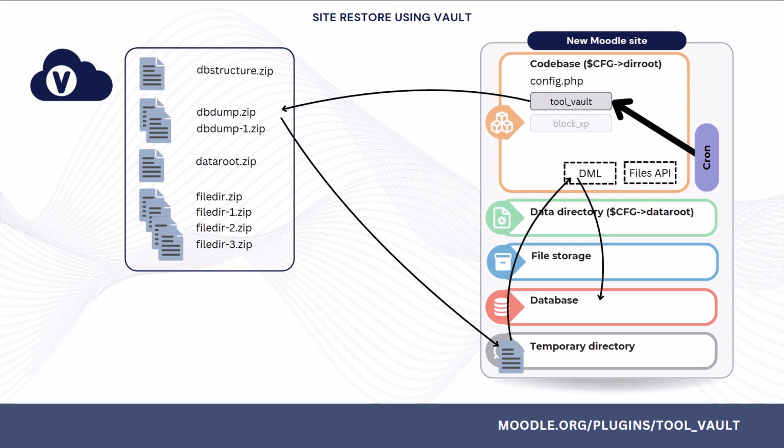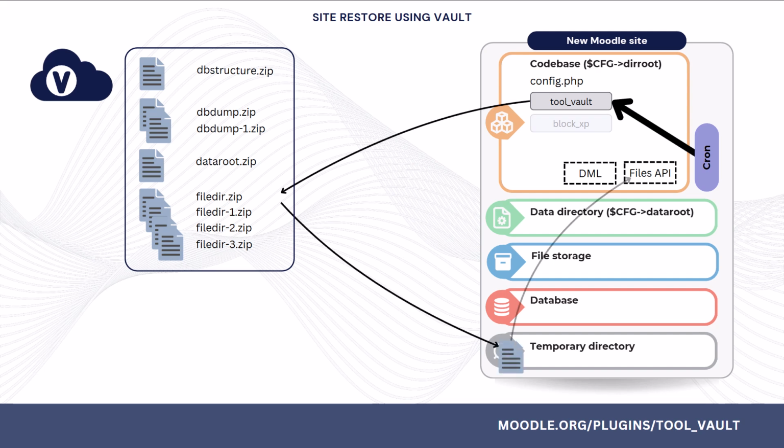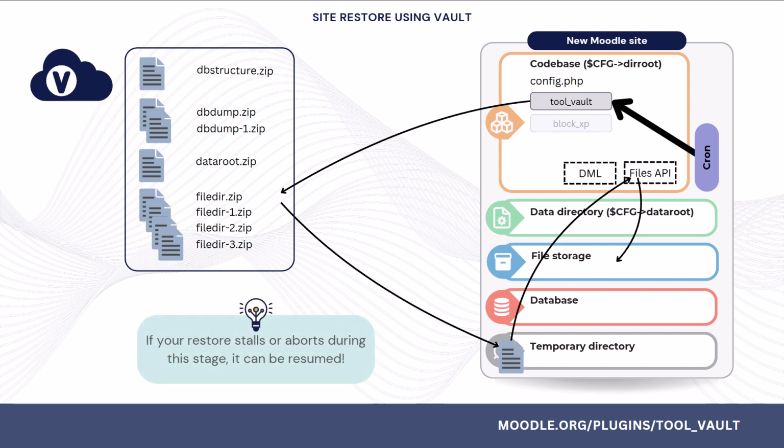Once the database restore is complete, Vault moves on to restoring the data directory. Finally, it restores all the files. These files are added through Moodle's Files API, which means the process works seamlessly whether you use local storage or cloud storage. This last stage is usually the longest. Vault keeps track of the progress, so if your cron job times out, or if you lose power or internet during the restore, the process can be resumed later.